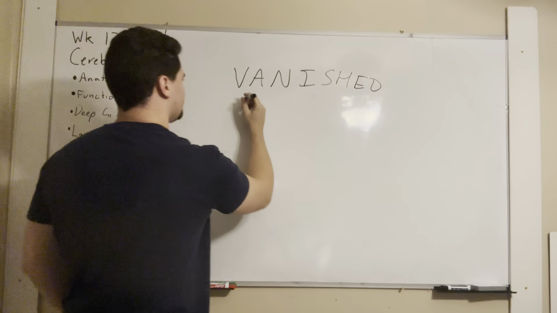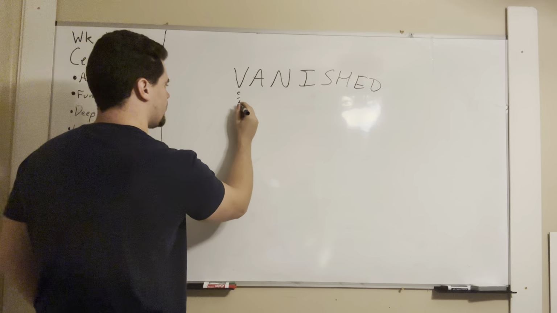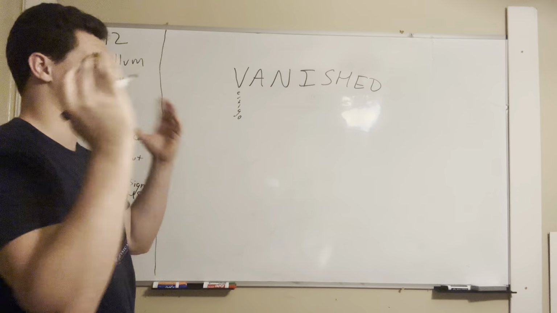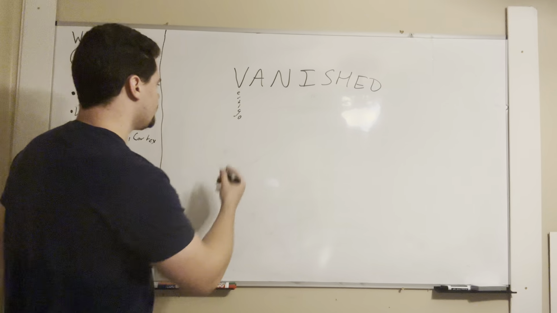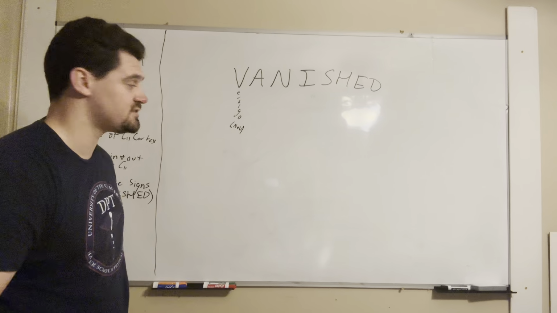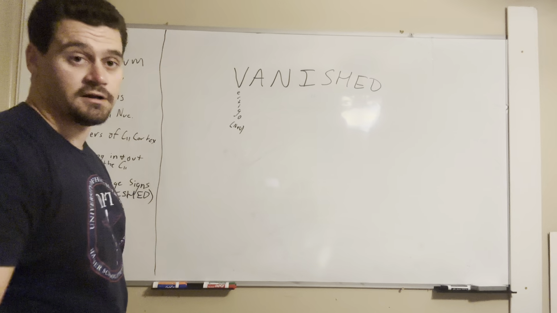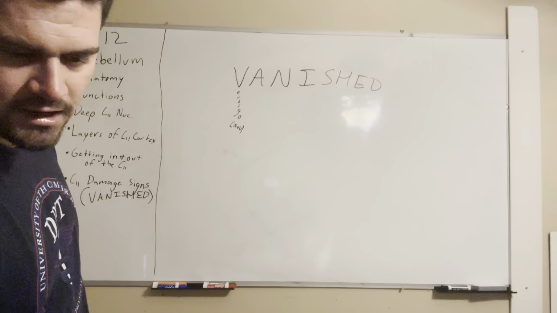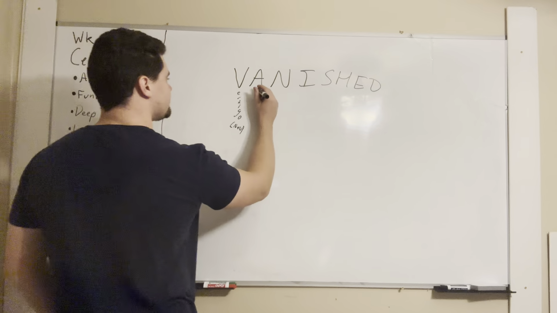Now, what does the V stand for? The V stands for vertigo. That's the feeling that our world is spinning around us, right? There's also going to be some possible nausea and vomiting, so keep the trash can nearby. And then the A is going to be ataxia. This is a big one.